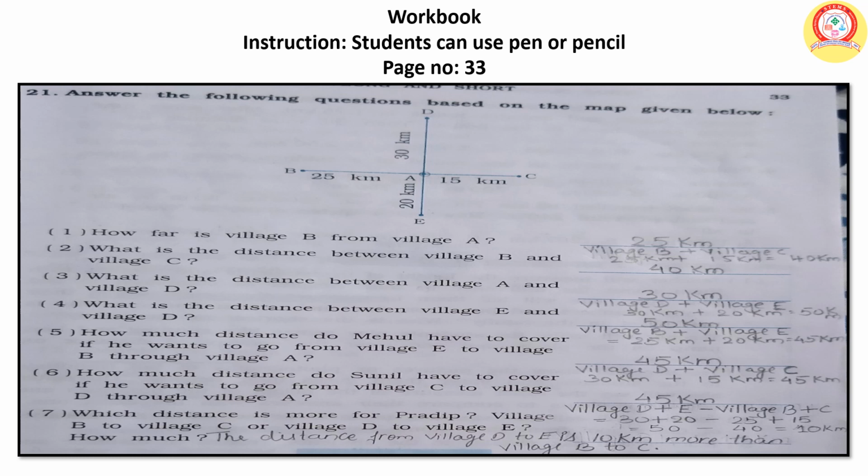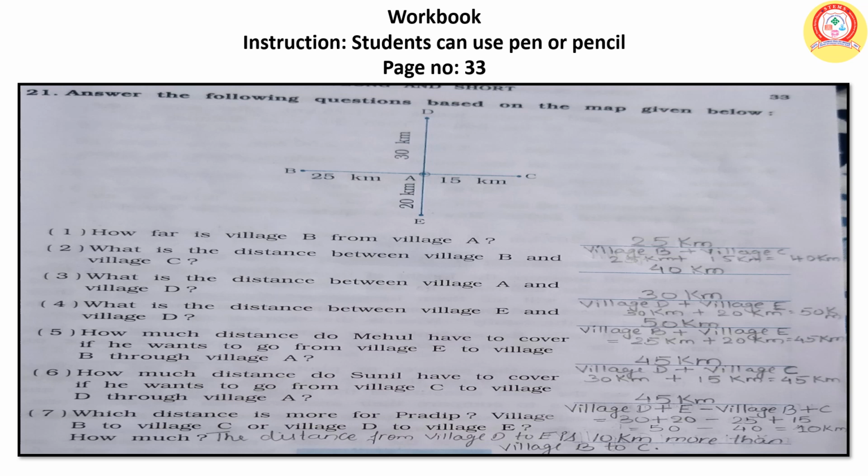What is the distance between village A and village D? So village A and D distance is how much children? 30 kilometer. Okay. Now, in fourth question, what is the distance between village E and village D? So, village A to D is 30 kilometer children, and village A to E is how much? 20 kilometer. When we will add these two, we will get the distance. So 30 kilometer plus 20 kilometer, we get 50 kilometer. So 50 kilometer is the distance from village E and village D.